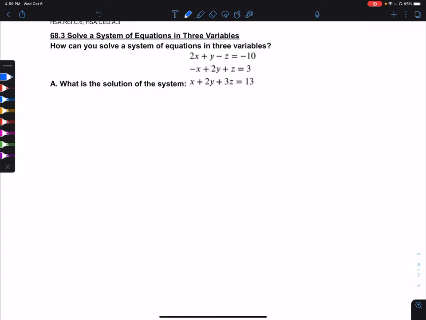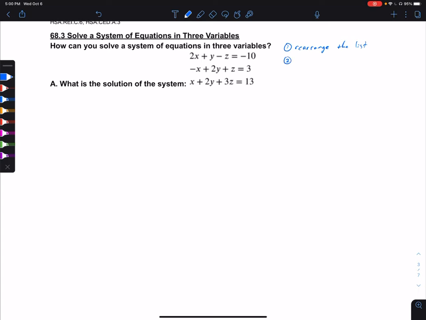Now, there's 3 things you want to keep in mind, or there's 3 things you're allowed to do with systems of equations. You're allowed to rearrange the list. You'll see what that means in a second. I could call equation 1 equation 2 and 2 equation 3 and things like that. The order isn't important.